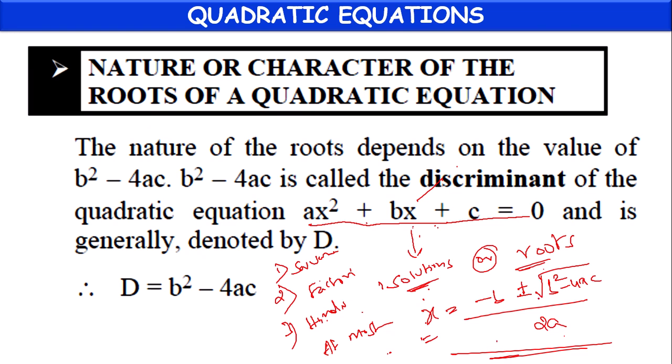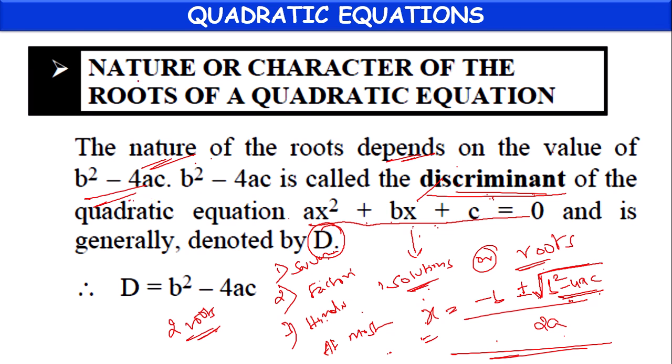In this root value, the b square minus 4ac which is present inside the square root is called the discriminant of the quadratic equation, and it is generally denoted by the capital letter D. Whatever two roots we are getting, their nature or character will depend on the value of b square minus 4ac, that is, the value of the discriminant.